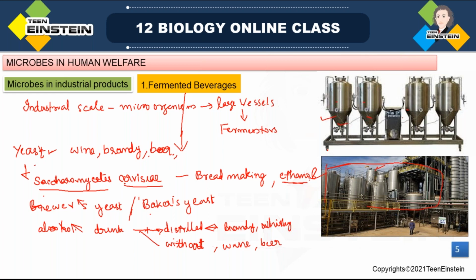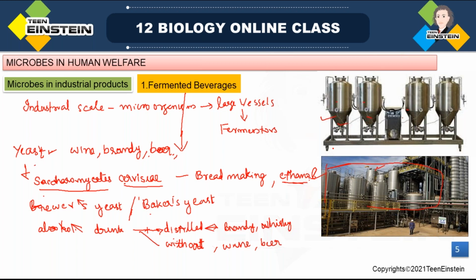Saccharomyces cerevisiae or yeast is a very important microbe used for the production of beverages like brandy, rum, wine, beer and all. The scientific name is Saccharomyces cerevisiae, and it is used in bread making also. The same thing is used in bread making.